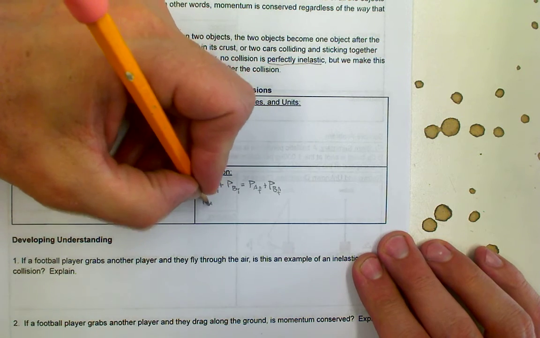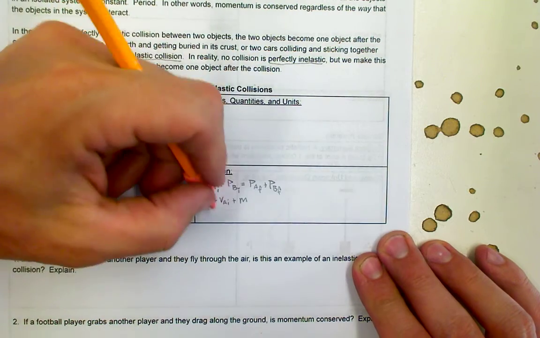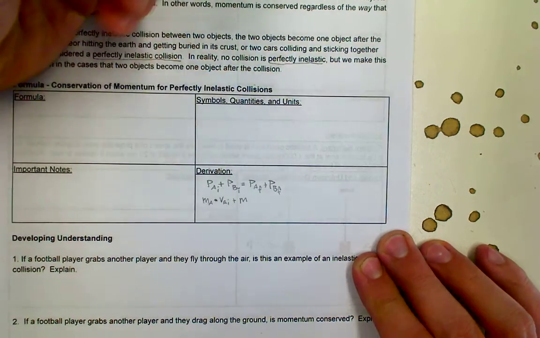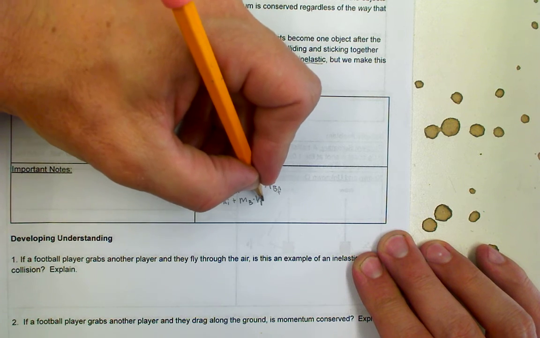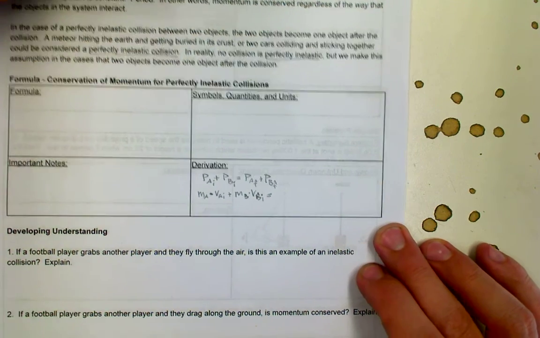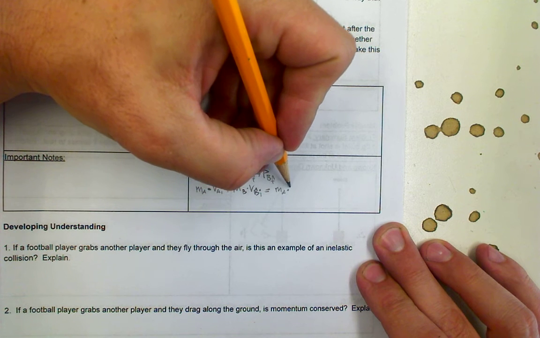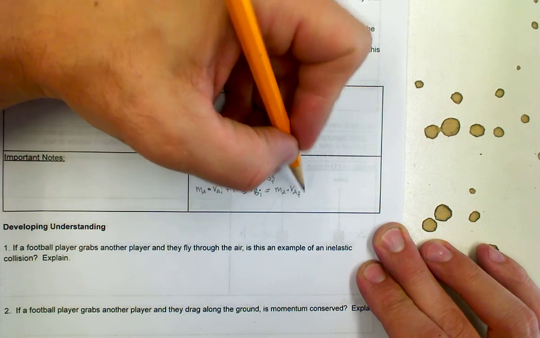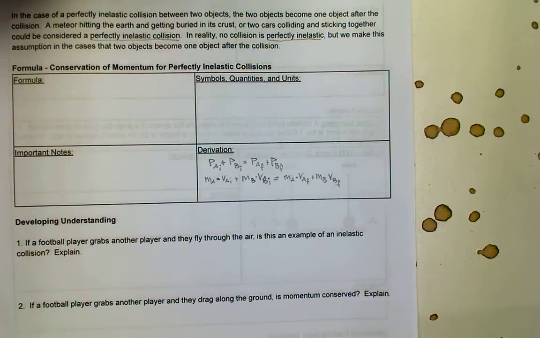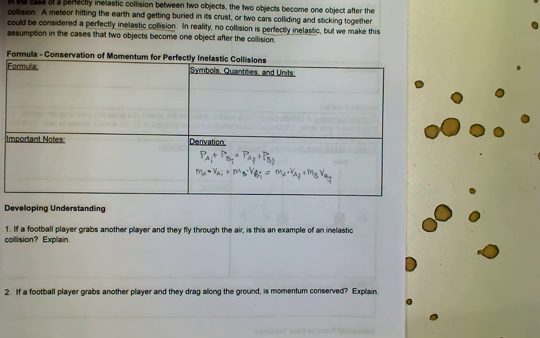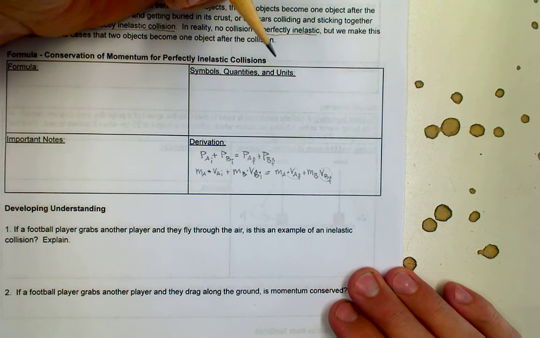The mass of A times the initial velocity of A, plus the mass of B times the initial velocity of B, is going to equal the mass of A times the final velocity of A plus the mass of B times the final velocity of B. Again, we're just conserving momentum here. But what's interesting is, of course, if the two objects stick together, then the two final velocities are equal.